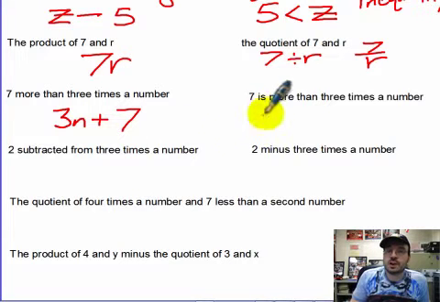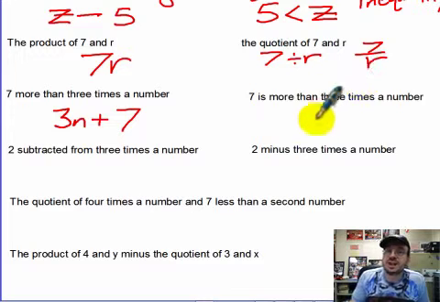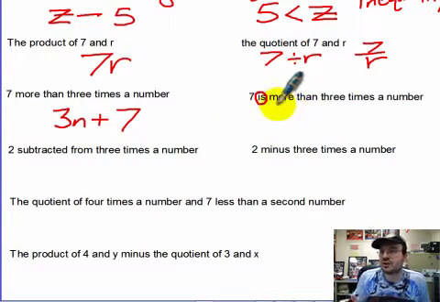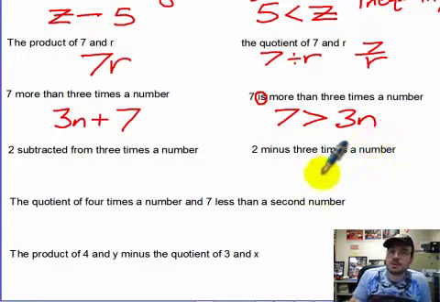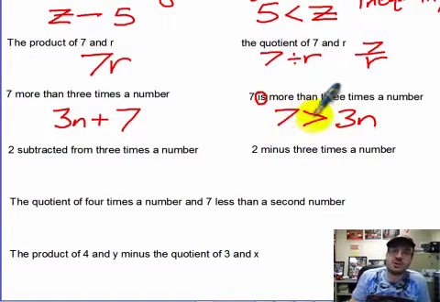And you've got to be really careful, because if you look over here, I have 7 is more than 3 times a number. Just by adding the word "is", we don't have an expression anymore. That's also an inequality. So 7 is greater than 3 times a number. Okay, so just be aware, the word "is" can completely change everything. You don't have an expression if you have the word "is".